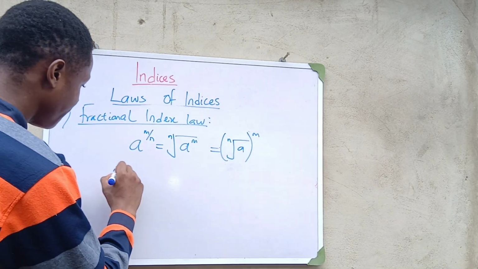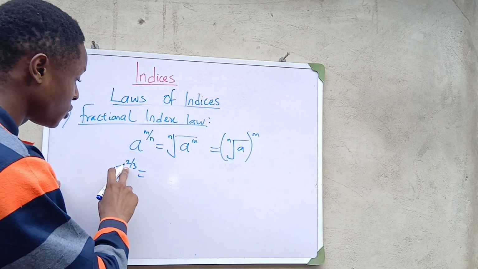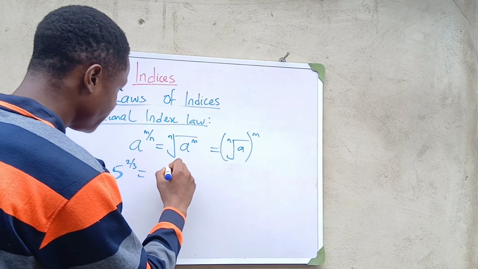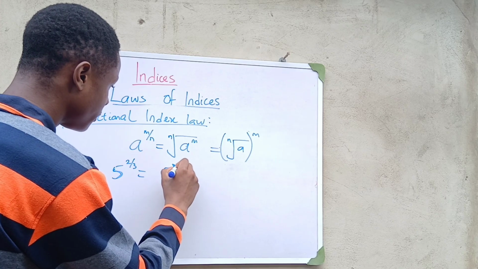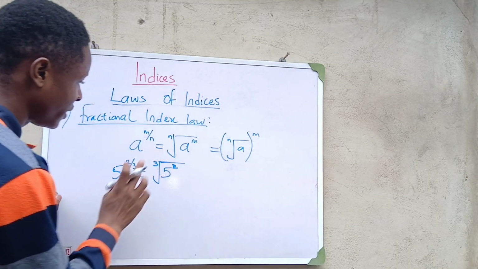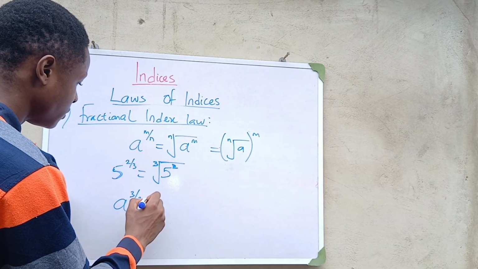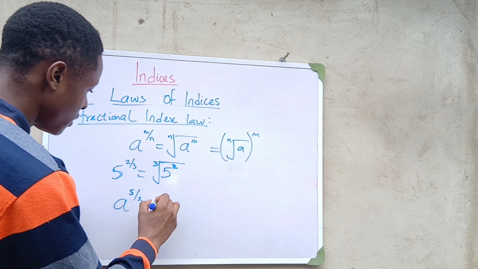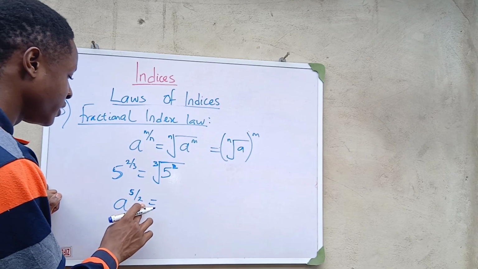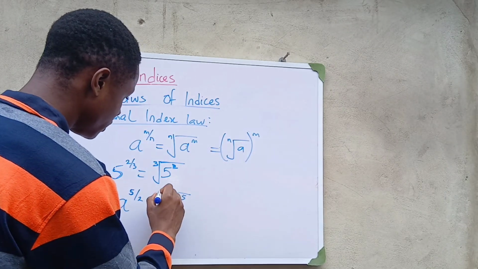So let's say we have 5 raised to power 2 over 3. This is the same as the numerator is going to be the square, while the denominator is going to be the root. So we are going to be having the cube root of 5 squared. This is what we are going to be having. So okay, let's say we now have a raised to power 5 over 2. So we say the numerator is going to be the power, while the denominator is going to be the root. So we'll be having the square root of a raised to power 5.